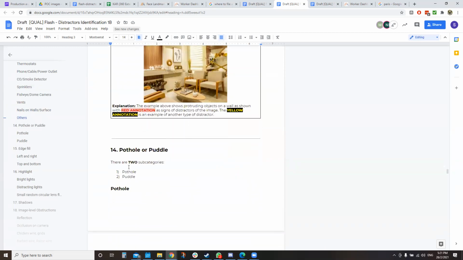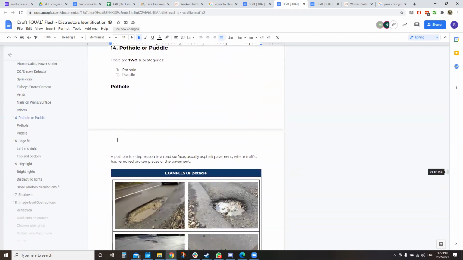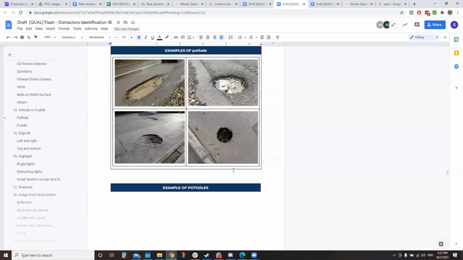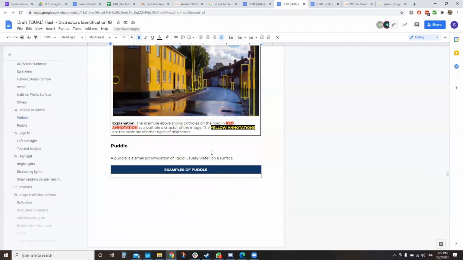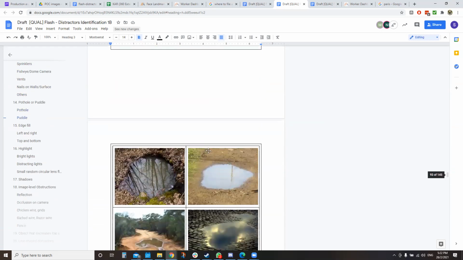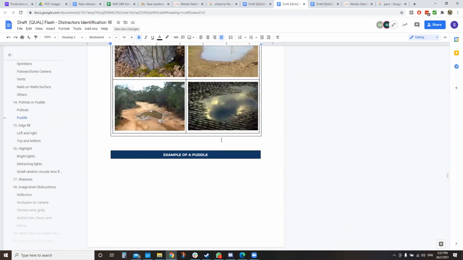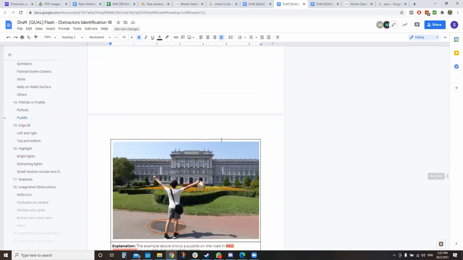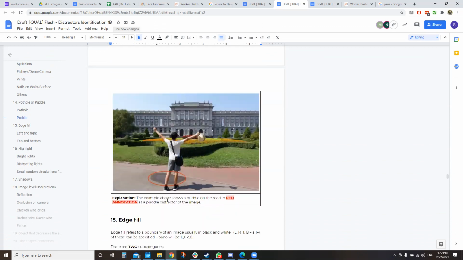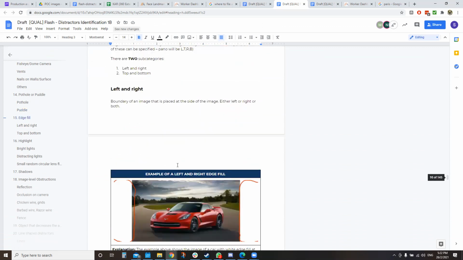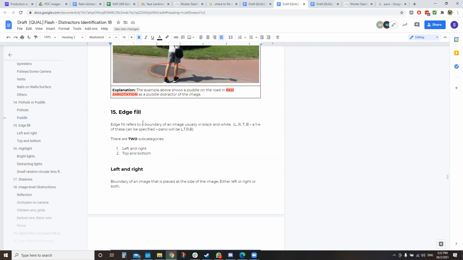So here you have two types. You have a pothole and then you have a puddle. Pothole, puddle. And then here you have something that is called an edge fill.